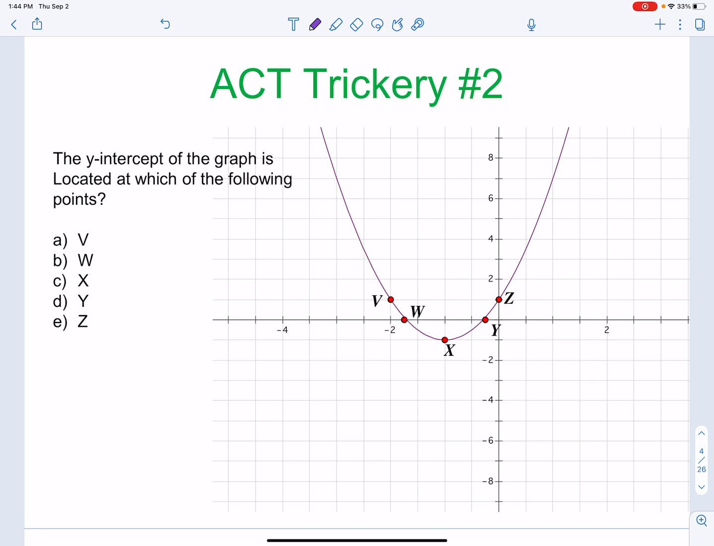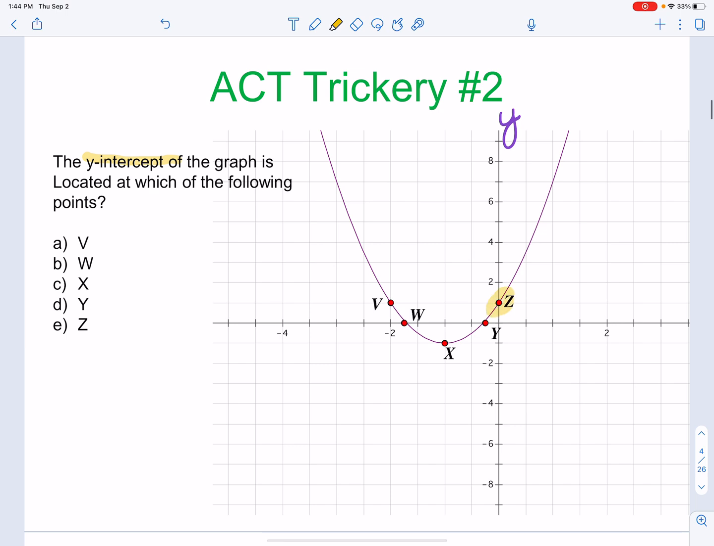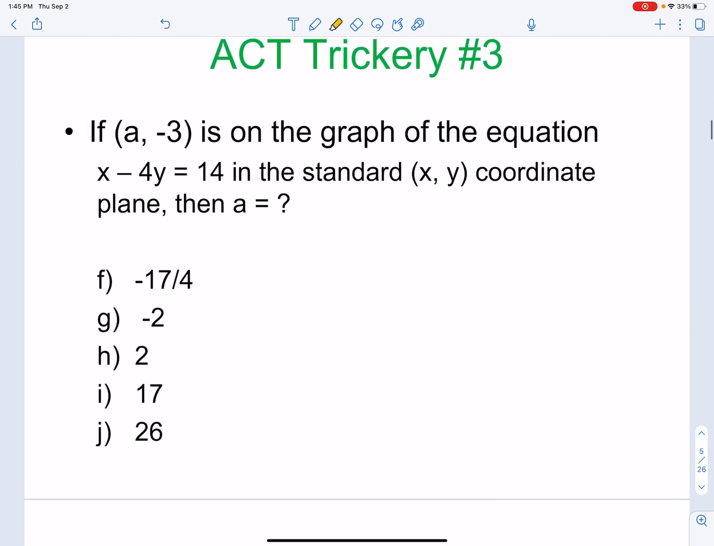I'm going to give you about 12 seconds. All right, this is an actual released ACT question. So it's asking you the y-intercept of the graph is what? Well, remember, you should know this. This is my y-axis. So this would be my y-intercept. So my answer is Z, which means the answer is E. Okay. All right, so try this one.